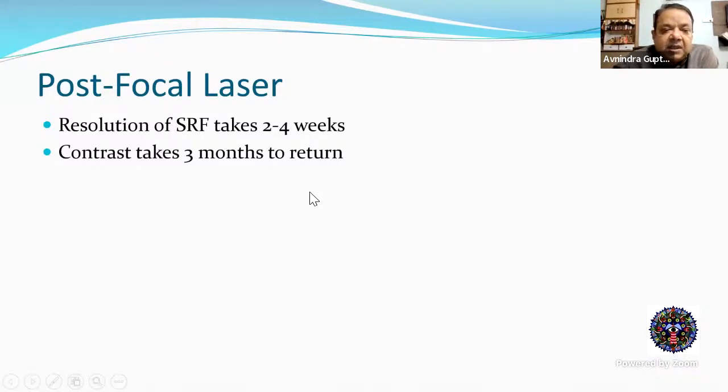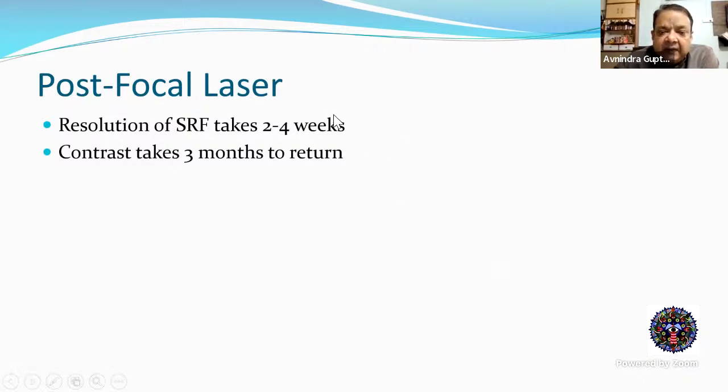It's important to mention here that resolution of SRF takes somewhere between 2 to 4 weeks. And these things you have to explain to the patient, because the patient thinks laser is a wonder, and after doing laser I'll be able to see things better by next day. So you have to counsel the patient that after laser it takes almost 2 to 4 weeks for the subretinal fluid to disappear and vision or the scotoma to decrease.